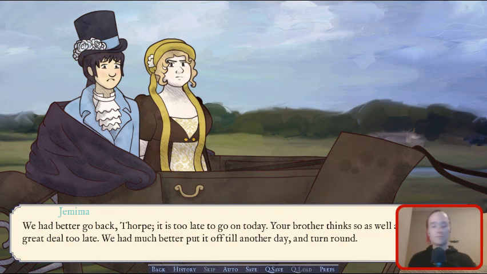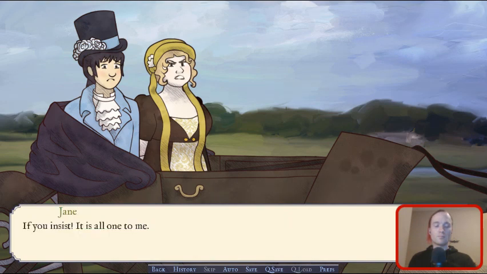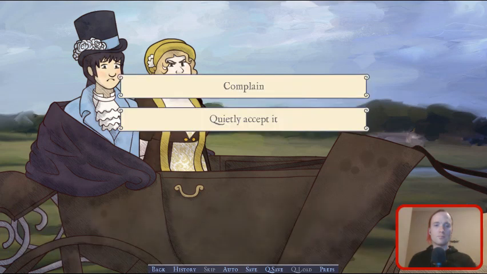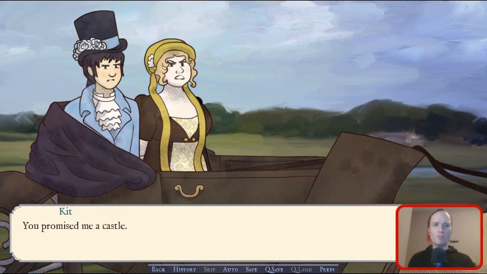Oh, it's me. We'd better go back, Thorpe. It's too late to go on today. Your brother thinks so as well as I. We set out a great deal too late. We had much better put it off till another day and turn round. We don't even get to see a fucking castle. If you insist, it's all one to me. Oh, definitely mad she's not getting laid. Complain, 100%. You promised me a castle.